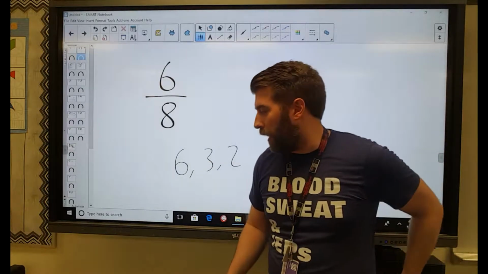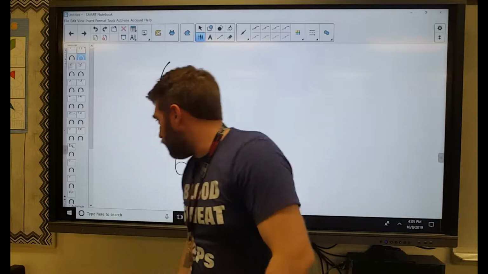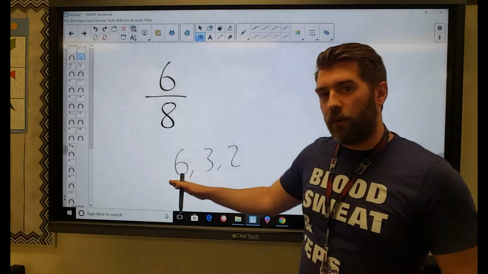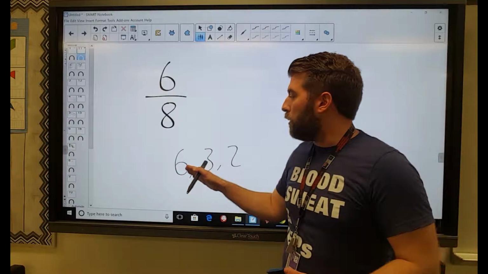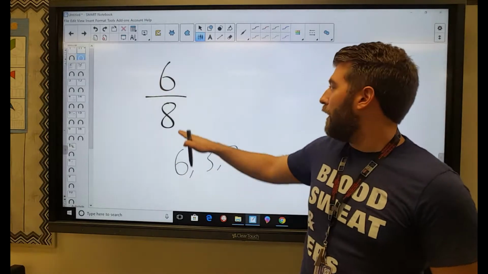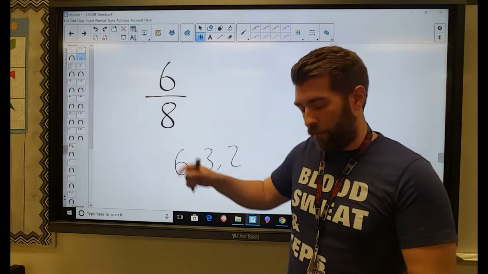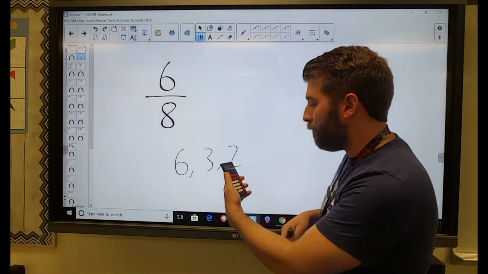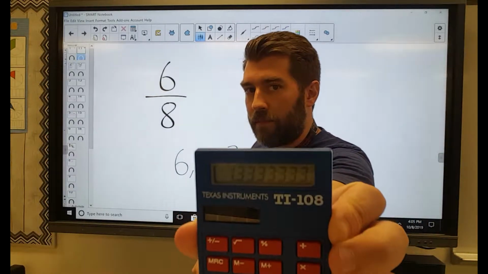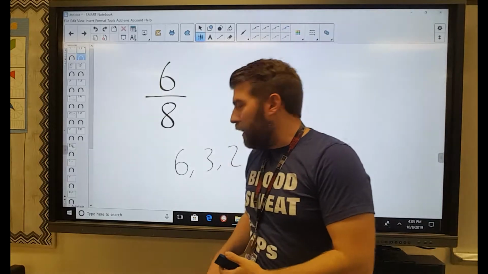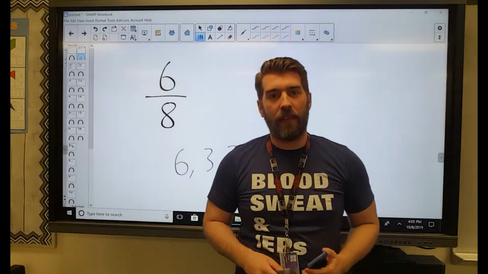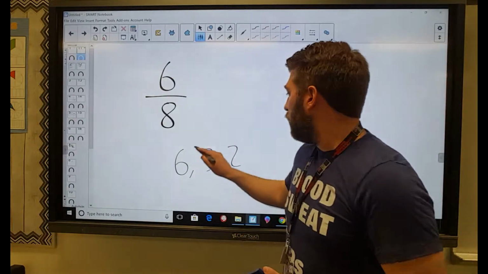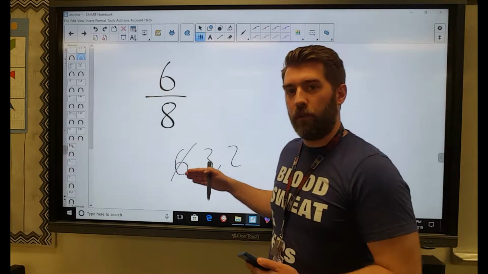Now we're going to divide. We're going to start with the largest one because the goal is we want to put the largest factor into our denominator. So I'm going to try 8 divided by 6. Now you can see here I've got a decimal number. If you have a decimal number, it means that is not a factor. So I'm going to cross off the 6 and move to the 3.